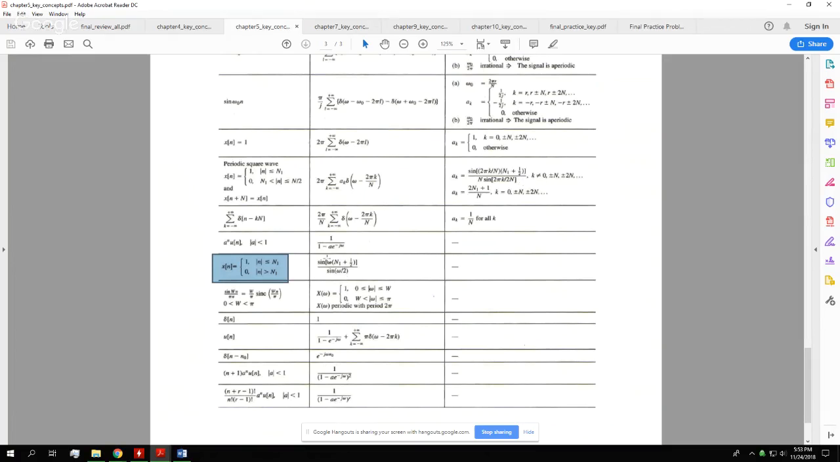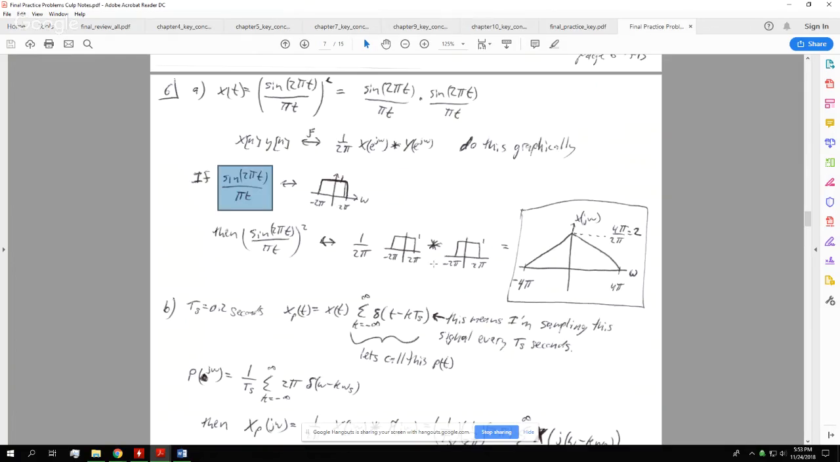So if we're squaring this, that just means that we have two of these pulses convolved with each other, not multiplied. That's why I wrote do it graphically. We're going to be scaling it by 1 over 2 pi because that was given in the transform pair. And I have this image convolved with this image.